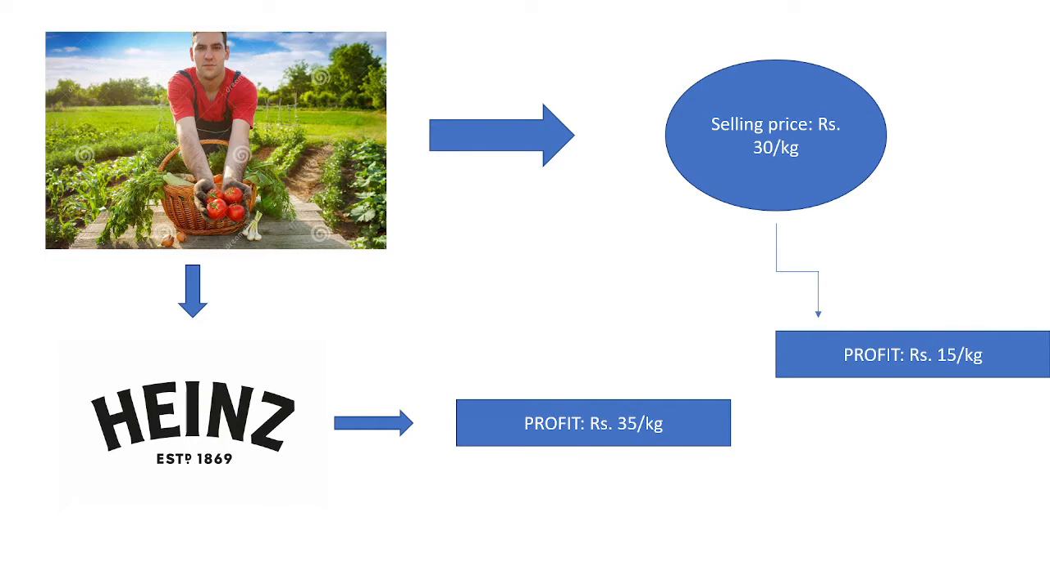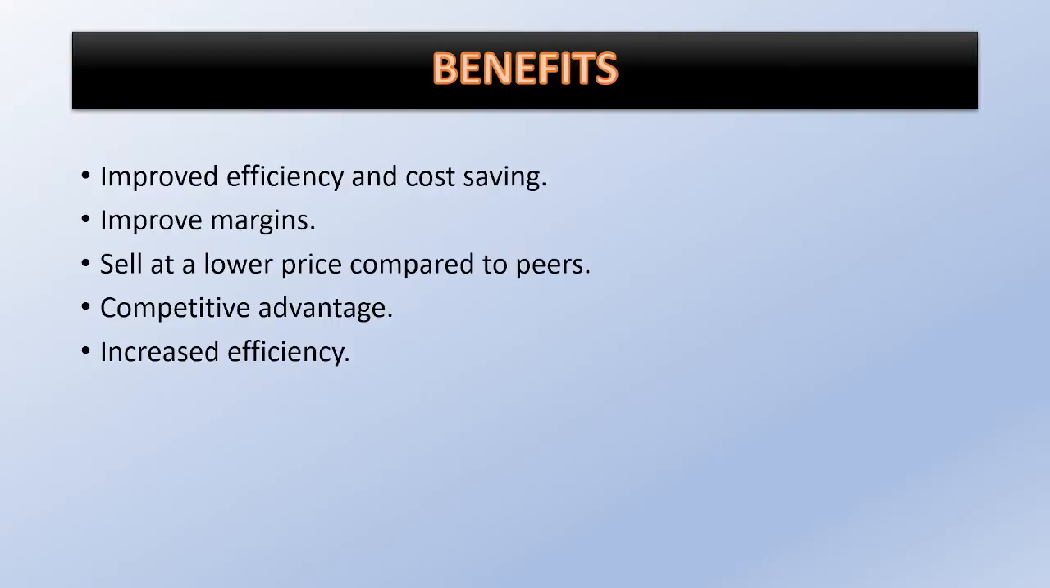So first, the selling price of tomato was 30 rupees per kg. The farmers were making merely a profit of 15 rupees per kg, but now the farmer, after buying Heinz, can sell the end product of sauce at 50 rupees per kg, therefore having a profit of 35 rupees per kg, as we saw before. So these are basically forward integration and backward integration.